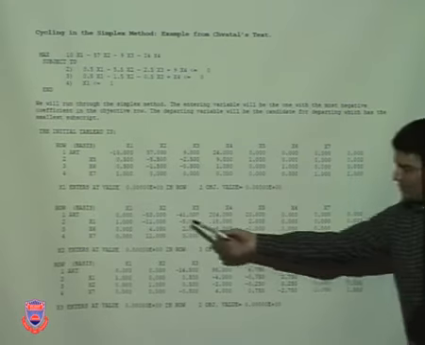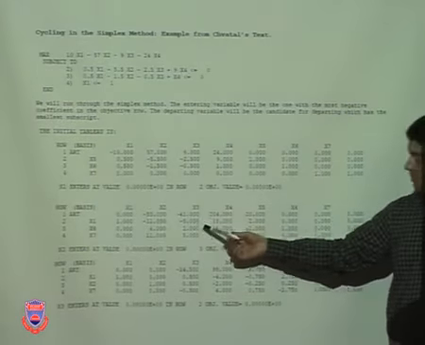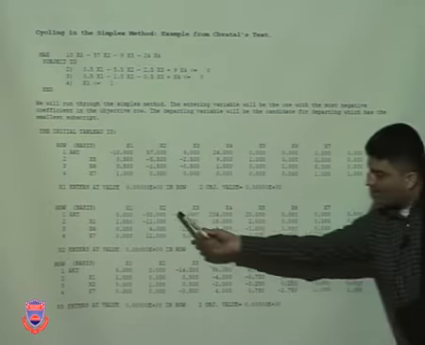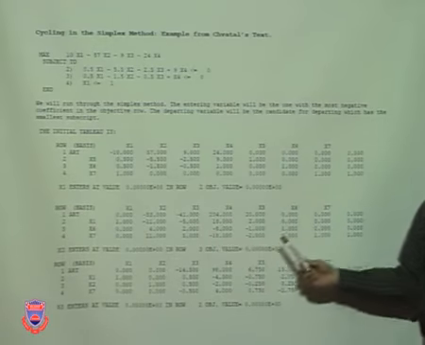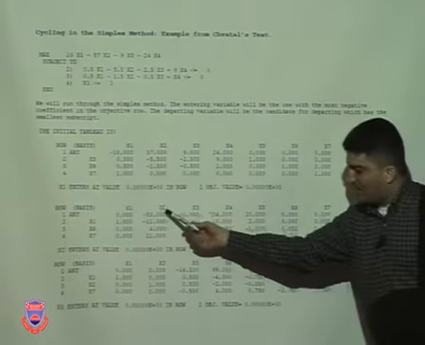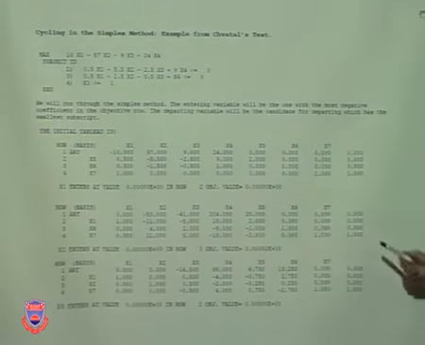Now, there are two candidates for the entering variable: x2 and x3, because both of them have negative coefficients. So which one am I going to pick according to Bland's rule? I'm going to pick x2. Why is that? Because once again, the index of x2, which is equal to 2, is smaller than that of x3. So now x2 becomes the entering variable.